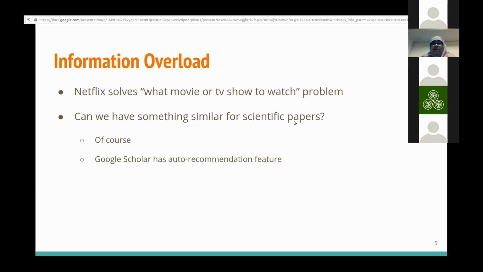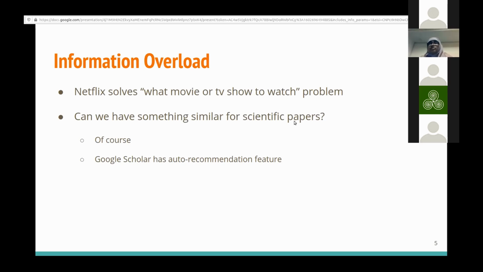So even in academia and scientific literature, we have what we call the information overload problem. We all are familiar with Netflix. Netflix solves it for movies and for TV shows, right? We were overwhelmed with all the TV shows and all the movies. But Netflix has kind of solved it, so can we have something similar for scientific papers? That's the big question. So the answer is yes, we can, and we do have it.